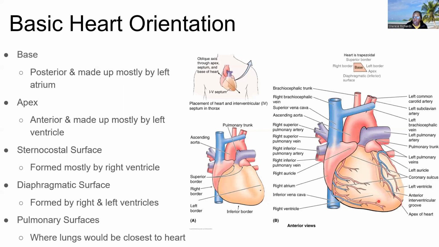And then the diaphragmatic surface sits on the diaphragm. That would be considered the bottom of the heart, and that would be sitting on top of the muscular diaphragm. The pulmonary surfaces are either side, so these are bordered by the lungs, and these are essentially sitting in the middle of the mediastinum. So the lungs help to separate the mediastinum to where the heart is sitting right in the center of that space.